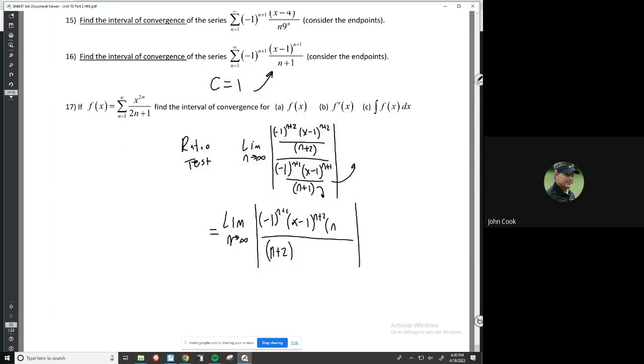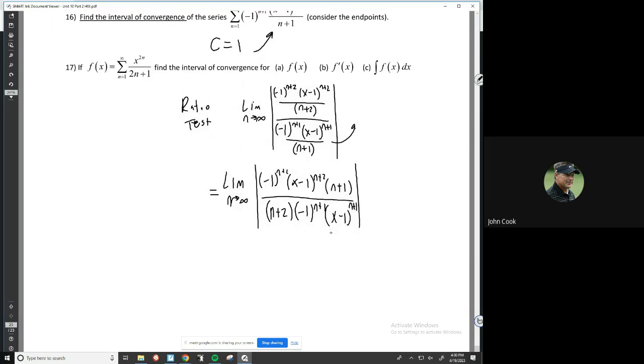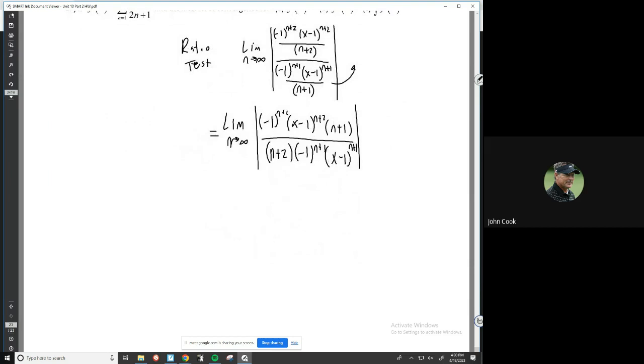So I got an n plus 1 in the numerator. And then all the stuff that's in the numerator of the fraction is going to go in the denominator. So I've got -1 to the n plus 1, and then an x minus 1 to the power of n plus 1. Okay, so let's start simplifying some stuff. Let's see here. I've got a -1 to the n plus 2 and a -1 to the n plus 1. So I'll be able to cancel out all but one of the -1s in the numerator.